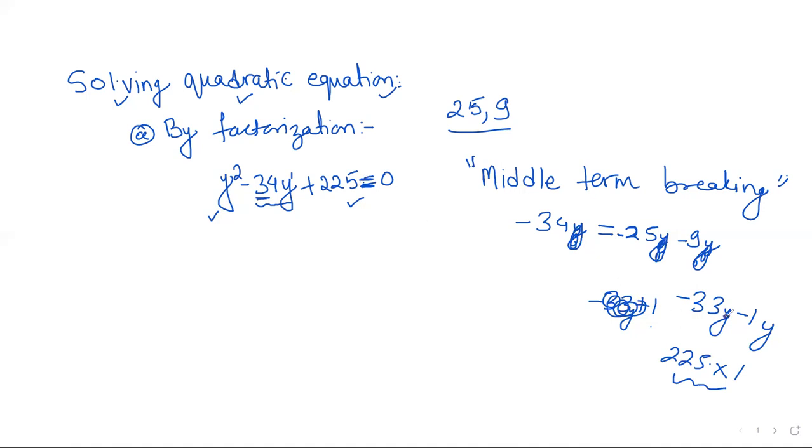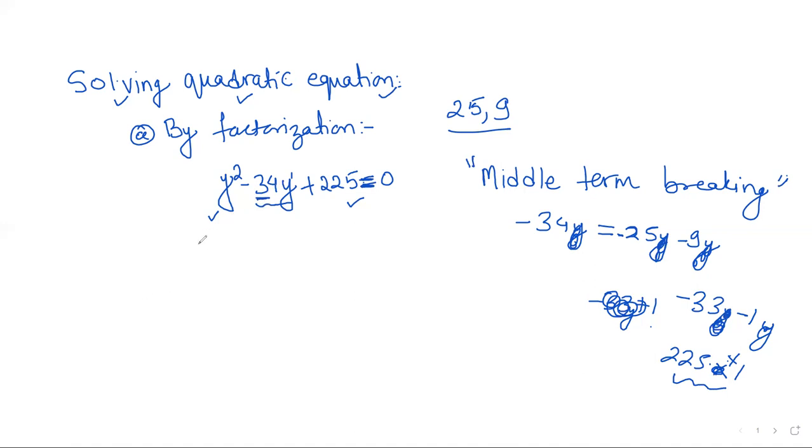However, if you use negative 33 and negative 1, the addition is negative 34. Fine, addition is fine. But if you multiply them, the product is not 225. It is going to be positive 33. So it has to satisfy both. In another case, if you take 225 and 1, the product is definitely 225, but the sum is not negative 34. The sum is 226.